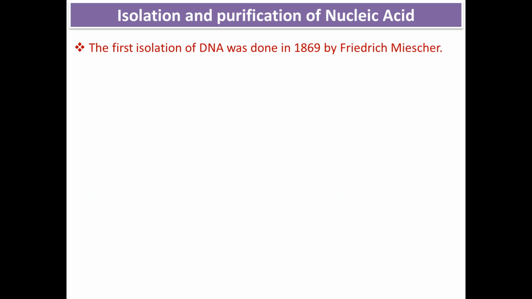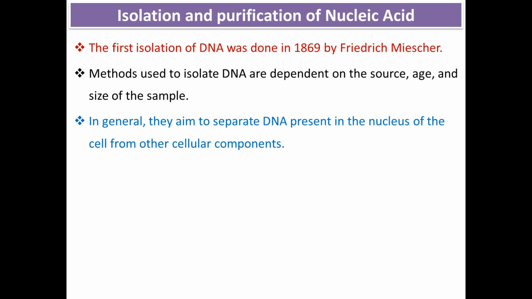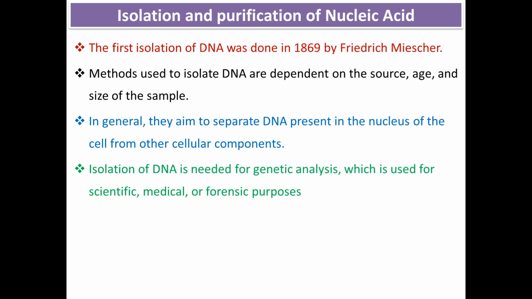The first isolation of DNA was done in 1869 by Friedrich Miescher, and methods used to isolate DNA depend on the source, age, and size of the sample. In general, they aim to separate DNA present in the nucleus of the cell from the other cellular components. Isolation of DNA is needed for genetic analysis, which is used for scientific, medical, or forensic purposes.